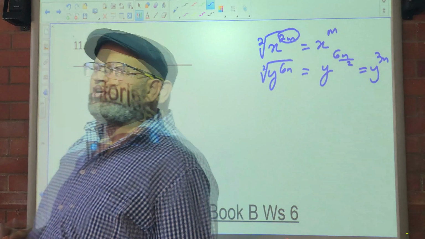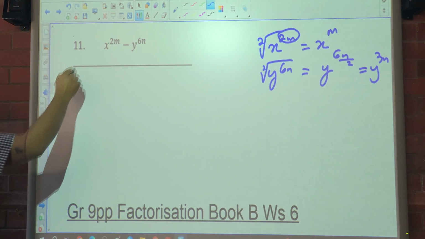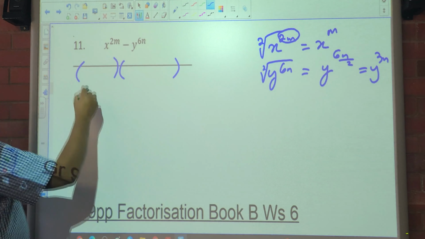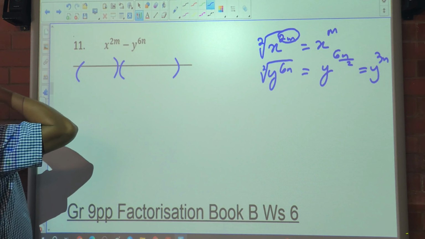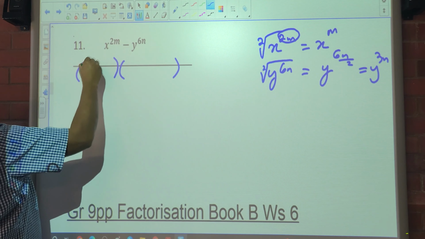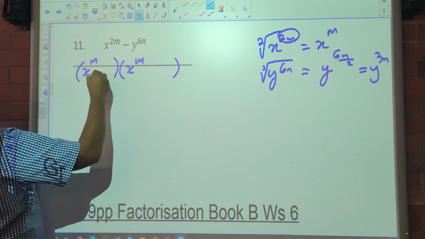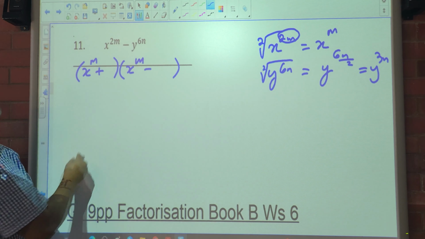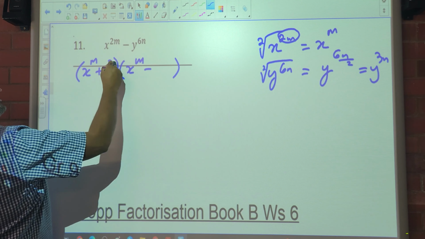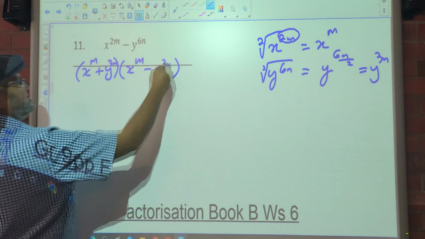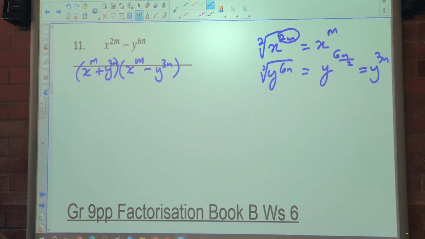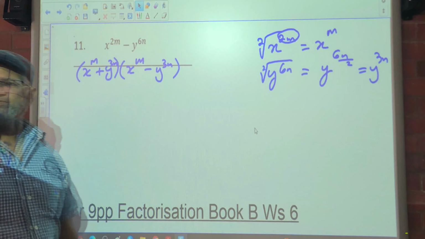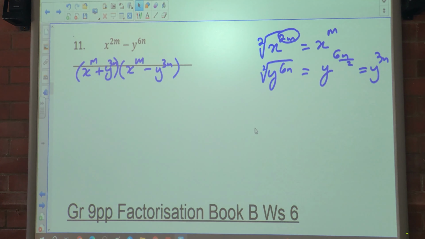So which means both are perfect squares as well. So we said the square root of x to the 2m is going to be x to the m, x to the m. One plus the other, minus. What's the square root of y to the 6n? y to the 3n. Okay. Any confusion there? That brings us to the end of this worksheet.